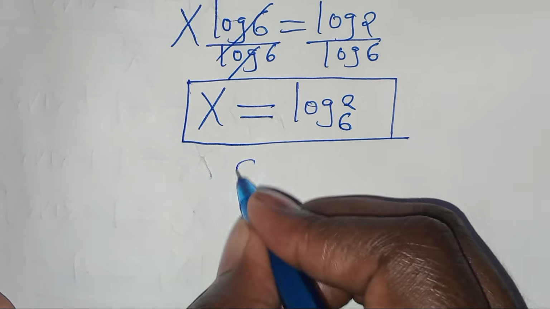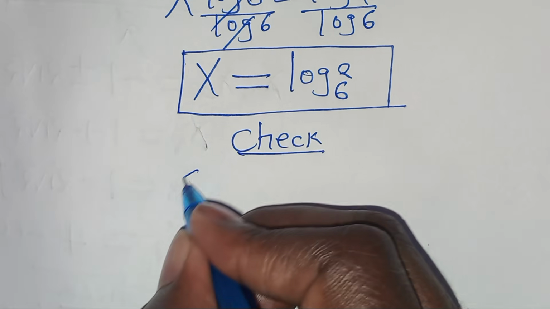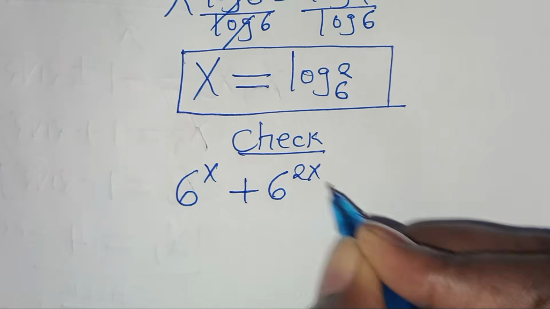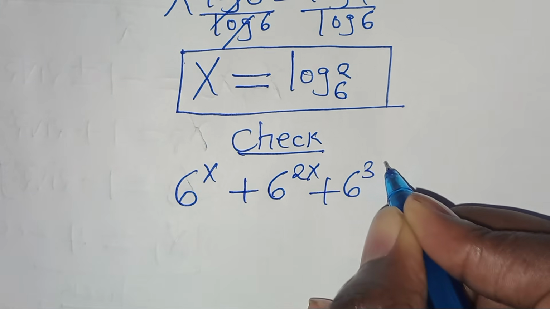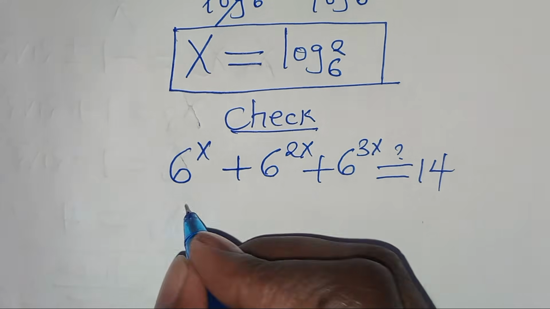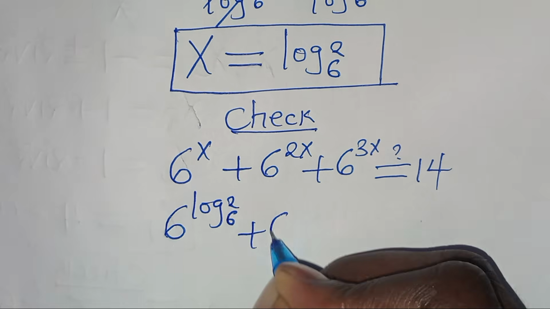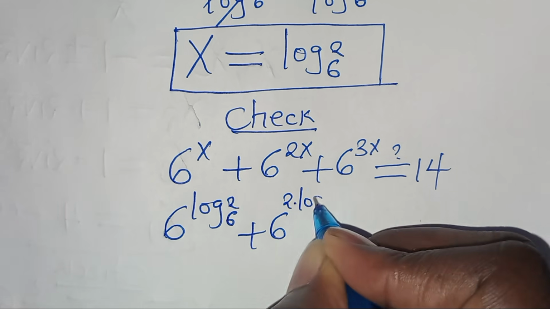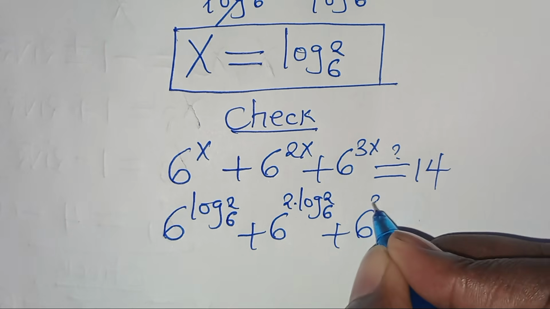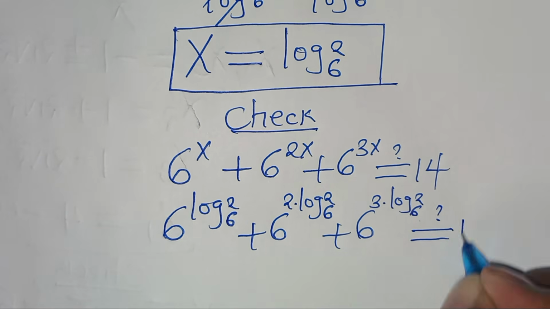Now the next step is to check if this value of x satisfies the equation. So we have 6 to the power of x plus 6 to the power of 2x plus 6 to the power of 3x. This should give us a value of 14. So this is 6 to the power of log 2 to base 6, plus 6 to the power of 2 times log 2 to base 6, plus 6 to the power of 3 times log 2 to base 6. This should give us a value of 14.